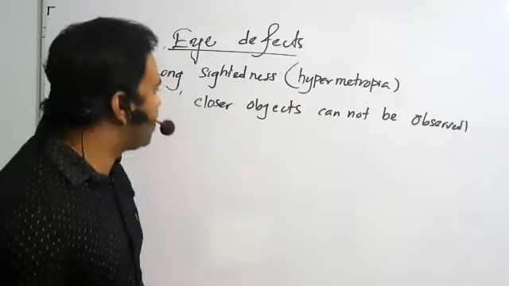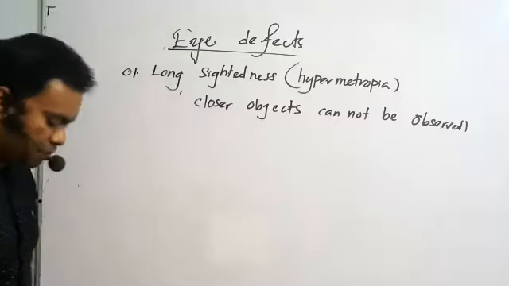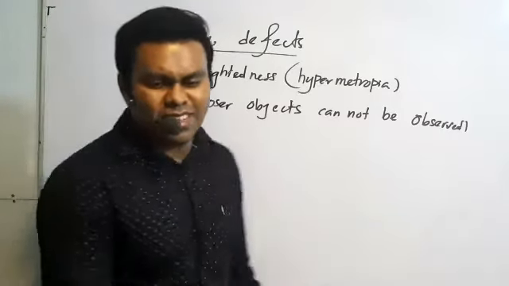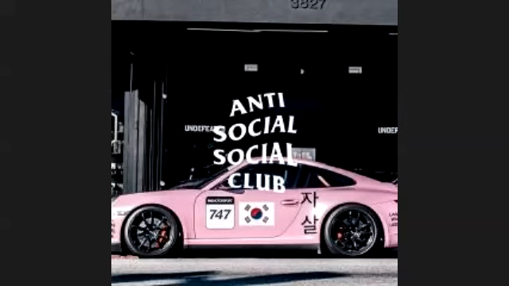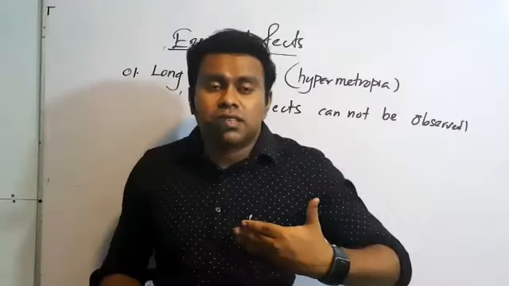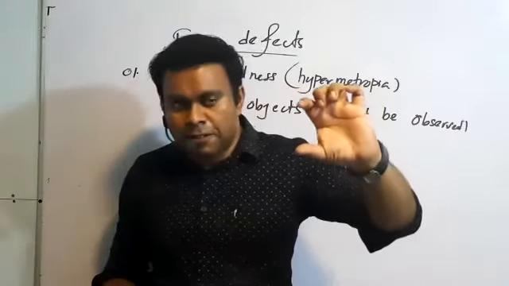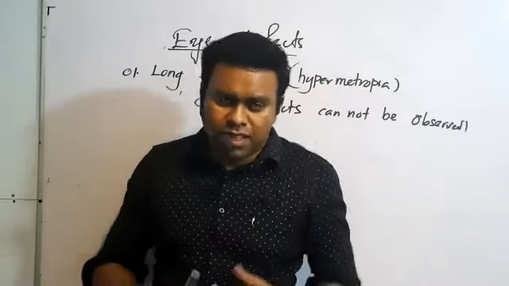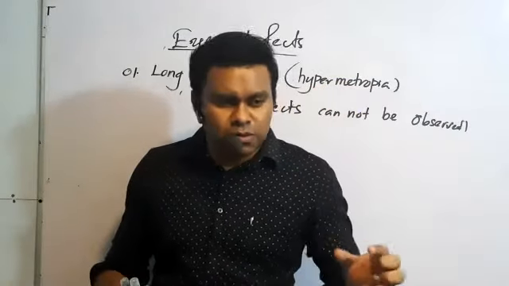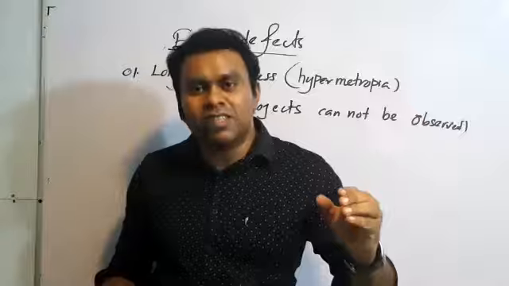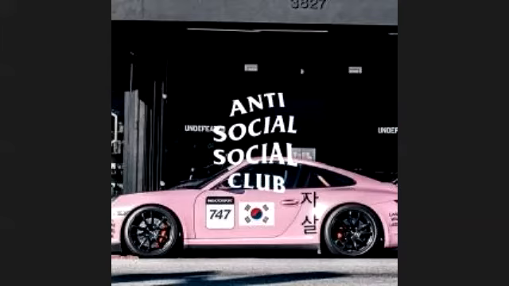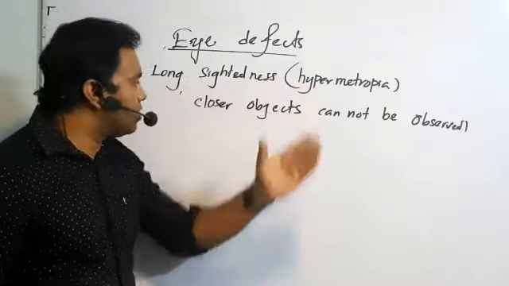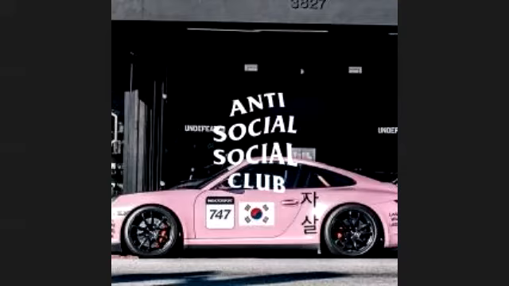Shenal, what do you think about the name of this defect? It's controversial, no? Yes, it's confusing. Why is it? The ability is the capability of observing objects far away, but the inability is observing objects closer. But it has been named as long-sightedness. Long-sightedness. Okay, let's understand the situation.